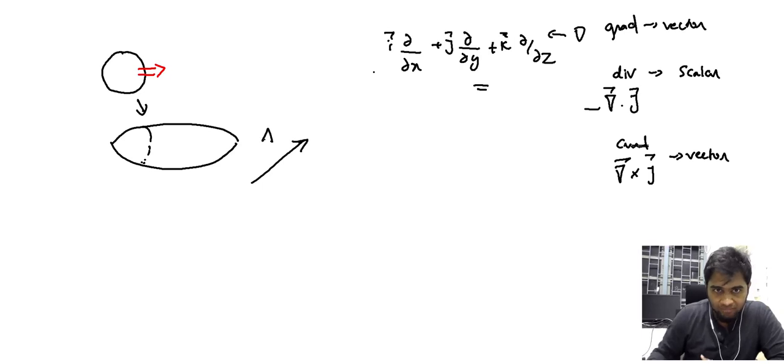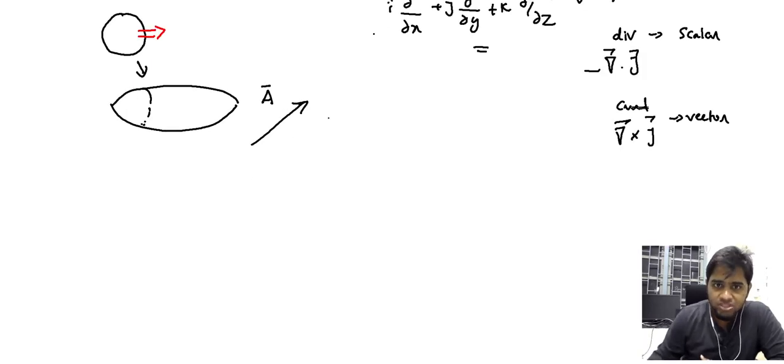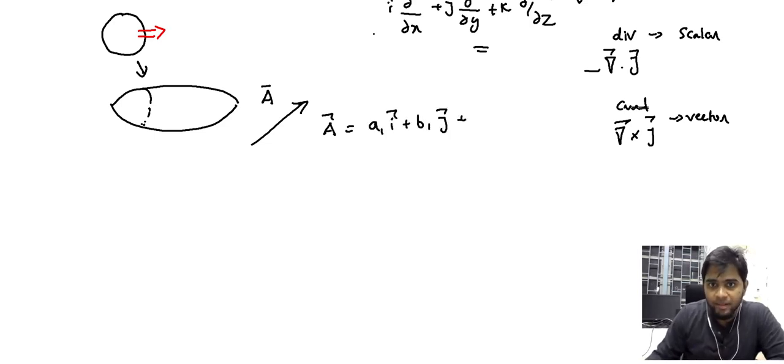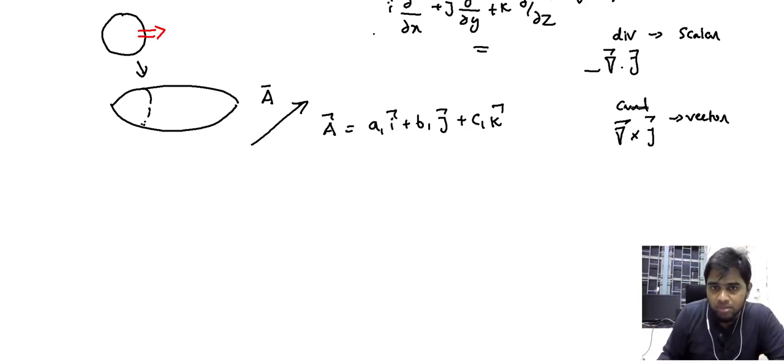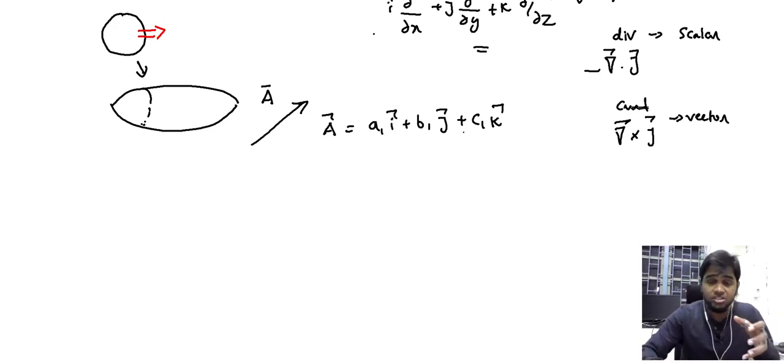Now, when we consider the generalized representation of a vector, suppose we have a vector A. Generally this vector can be represented as a combination of magnitude and direction: A1 i vector, B1 j vector, and C1 k vector. Here A1, B1 and C1 describe the magnitude, and i, j, k describe the direction.